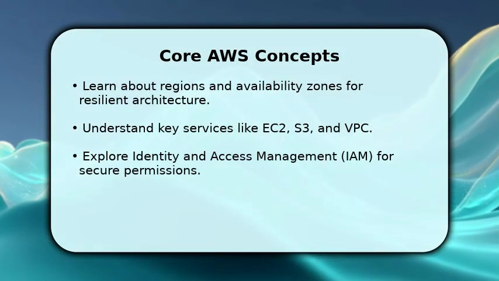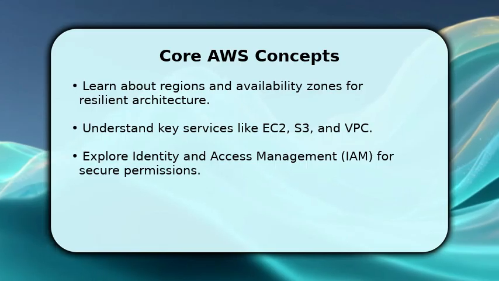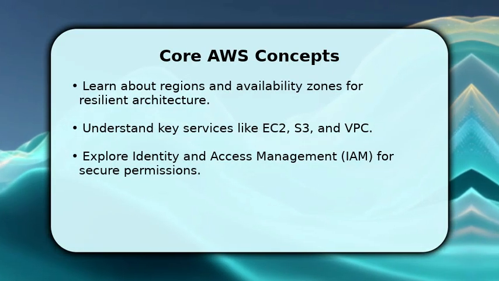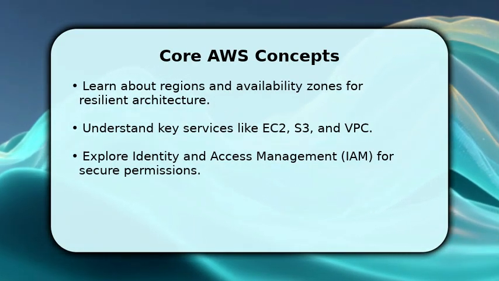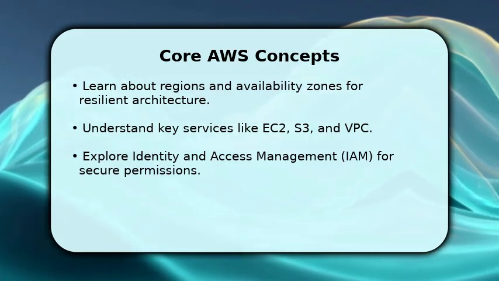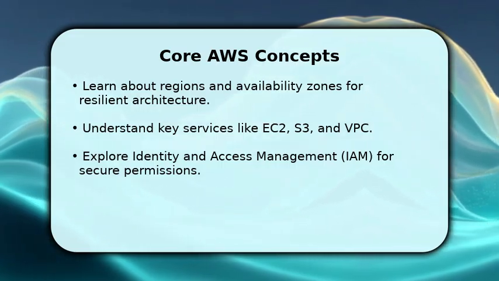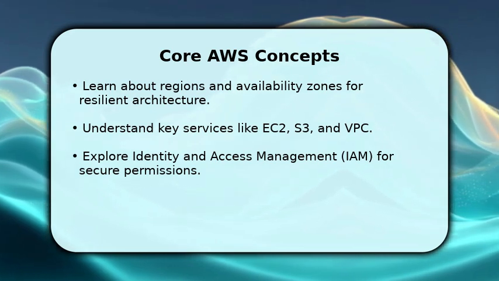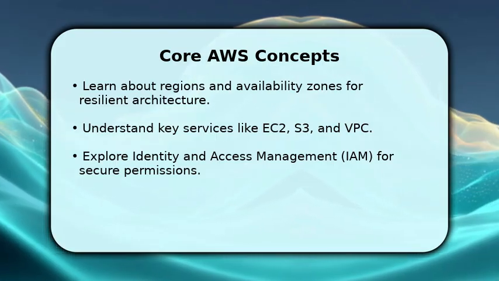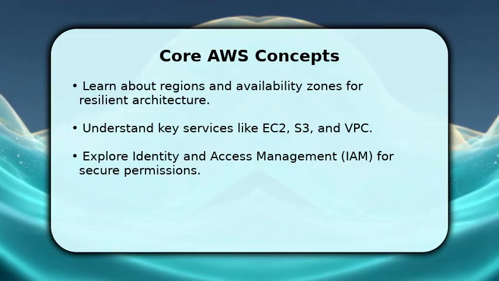resources. To build effectively, grasp core AWS concepts. Learn about regions and availability zones, which are crucial for designing highly available and fault-tolerant applications. Dive into essential services such as EC2 for virtual servers, S3 for object storage, and VPC for your private network in the cloud. Also, dedicate time to understanding identity and access management, or IAM, to securely control who can access your AWS resources and what actions they can perform.